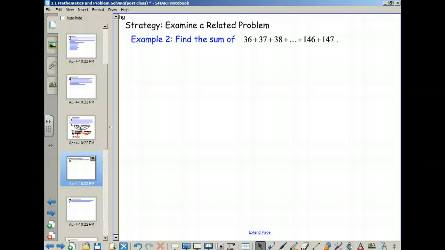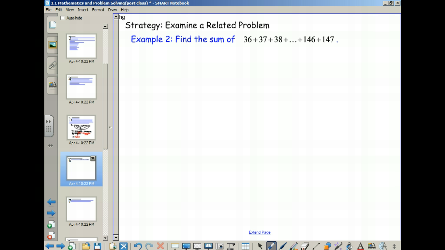All right, so we're going to pick back up and take a look at another one that is a series of numbers where we're adding them together. One of our problem-solving strategies is to examine a related problem. Clearly this problem relates to Gauss's problem, right? It's not starting from 1 and going to 100, but it's got the same sort of feel to it.